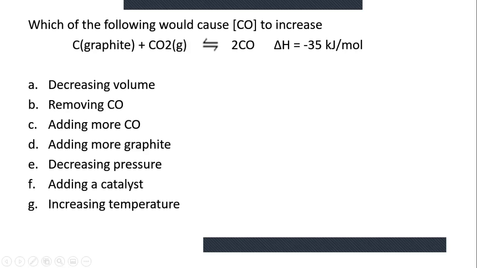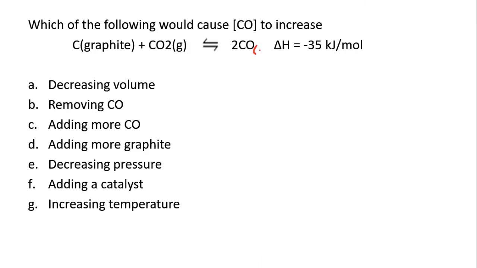One last one. So here we want to know which of the following would cause an increase in CO. And I forgot to mention here that CO is a gas. So we want to decrease the volume. Decreasing the volume means what? That's correct. It moves to the side with fewer moles of gas. So this has 1 mole. This has 2 moles. So it's going to shift to the left.